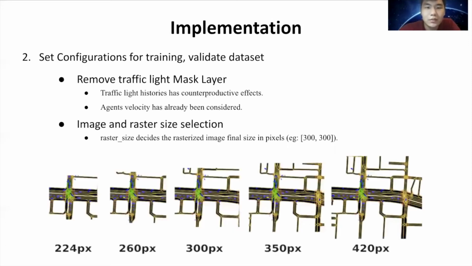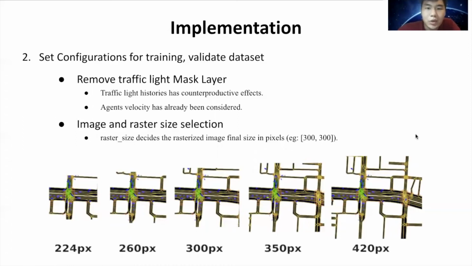Next. We can remove the traffic light mask layer due to the fact that the history of traffic signal may have a counterproductive effect for the model. For example, the traffic light was red in the past 1 second. If we set the traffic light mask layer, the model would predict the car in the same position in the next 5 seconds. However, in the actual result, the car may move a little bit, so it may have counterproductive effects.